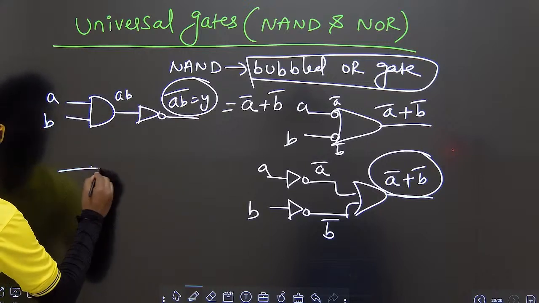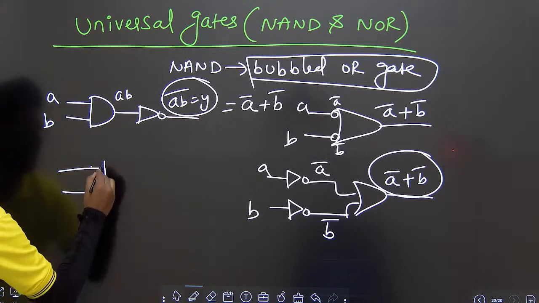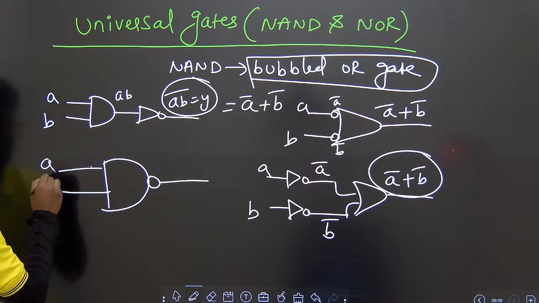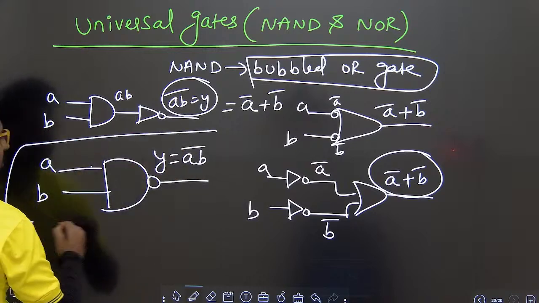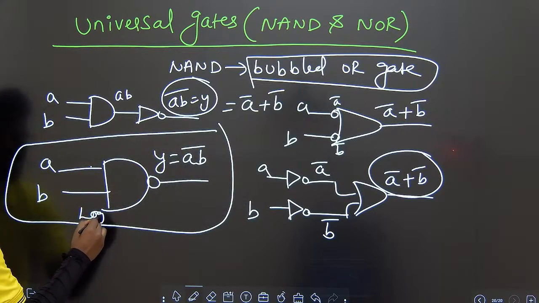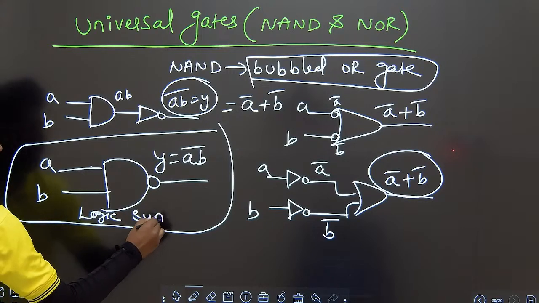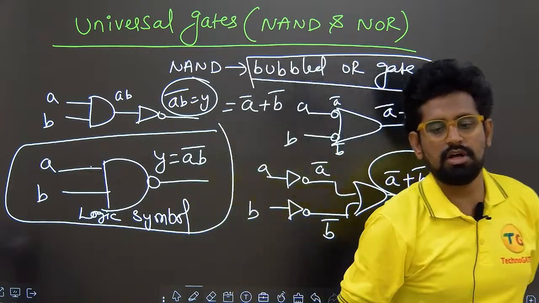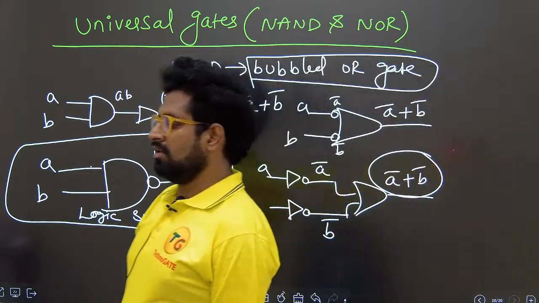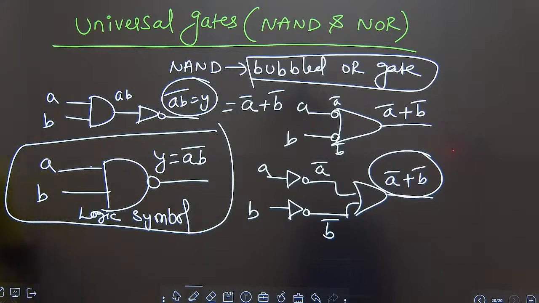Simply, I will write the logic symbol like this for the NAND gate: inputs A, B, output Y is equal to (AB) bar. This is the logic symbol of the NAND gate. So note down this logic symbol, all of you. Now let's see the truth table first, then the diode model and transistor model. First let us see the truth table.